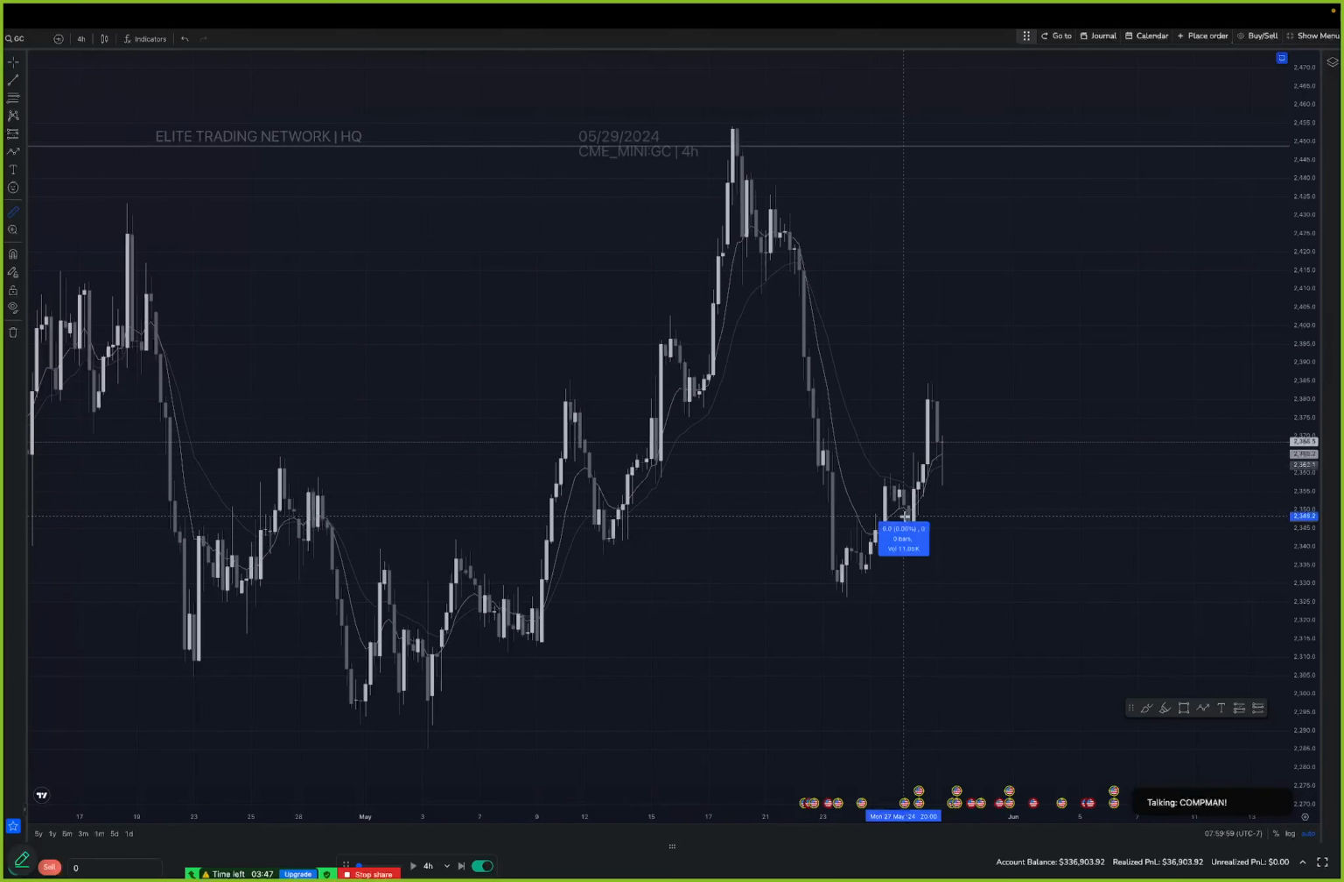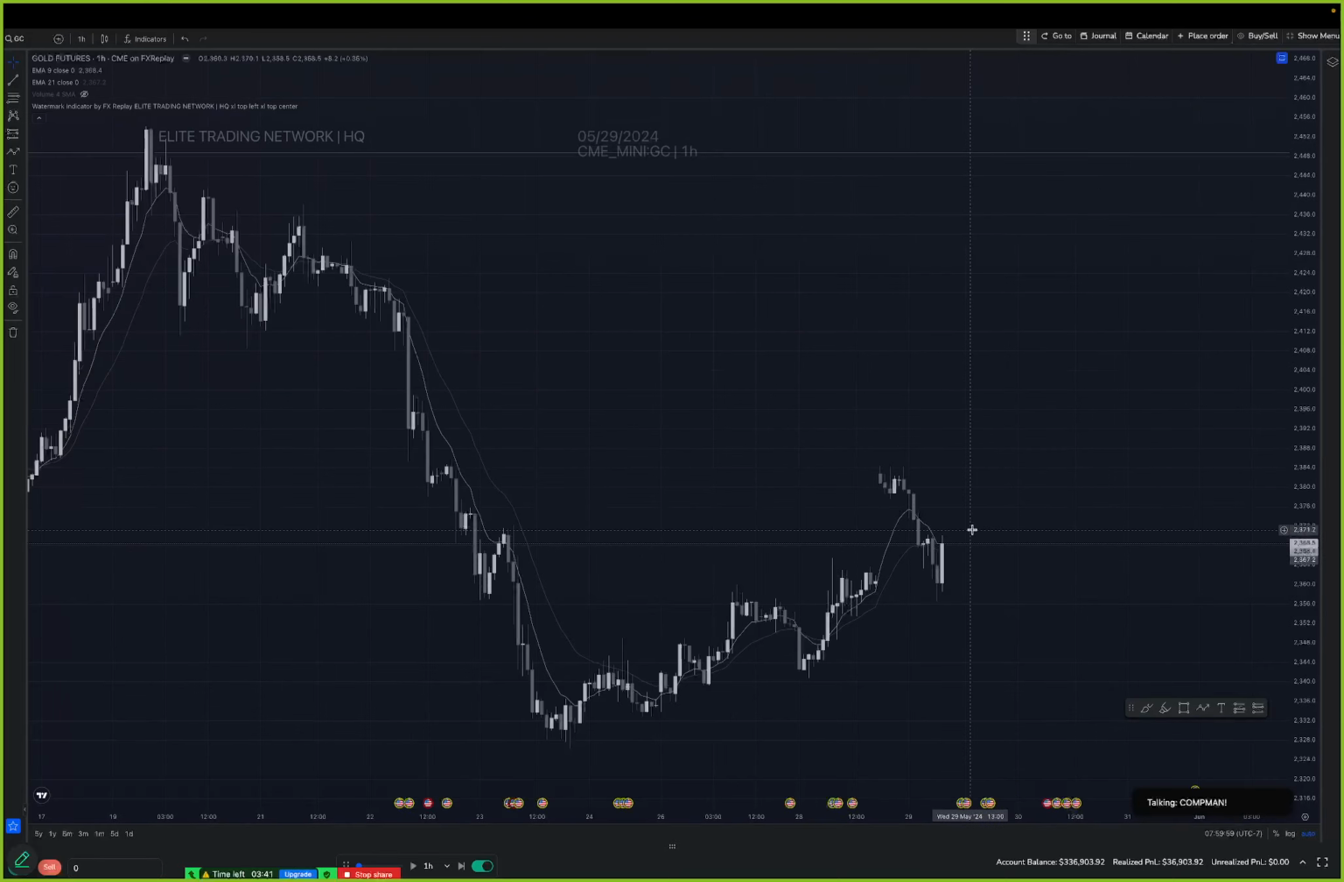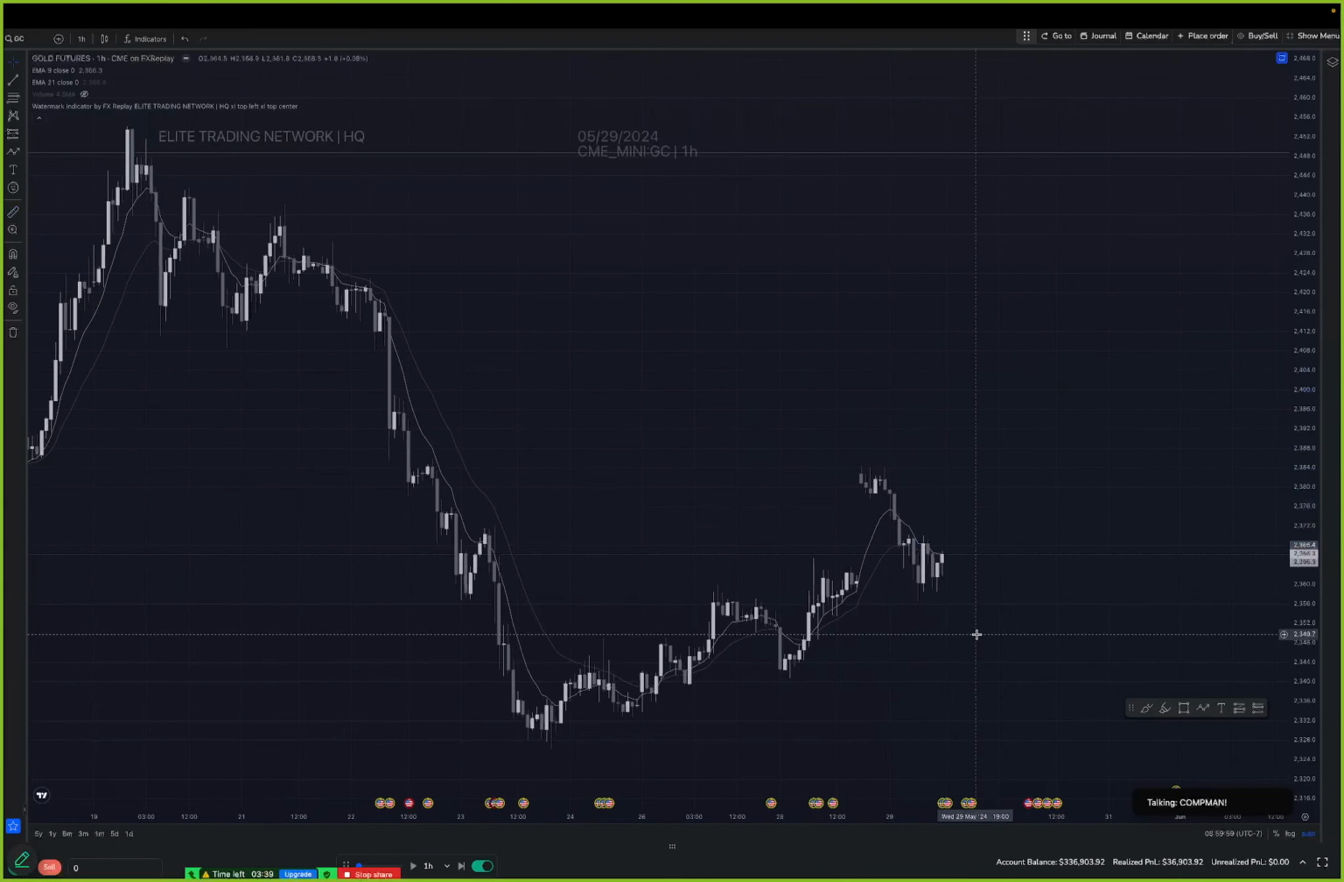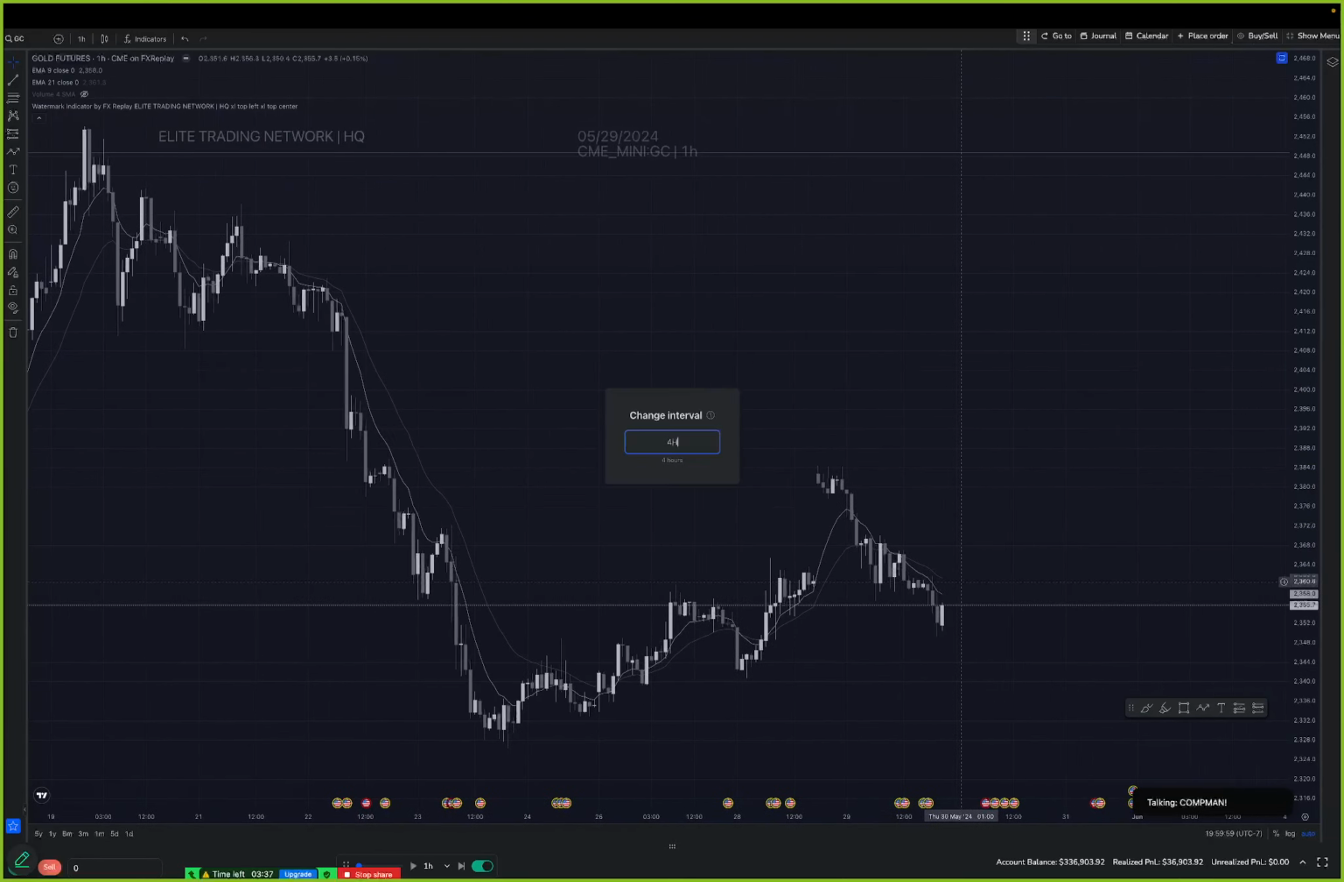But what happened? We pushed higher, came back into it. This could chop for a little bit. So if anything, I'll jump down to the hourly and wait for some more bullishness. And lo and behold, we just chop and fall off.